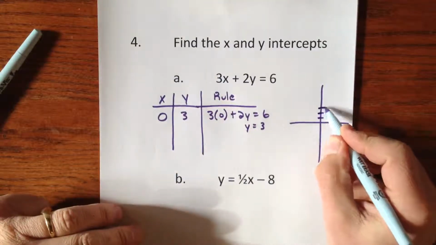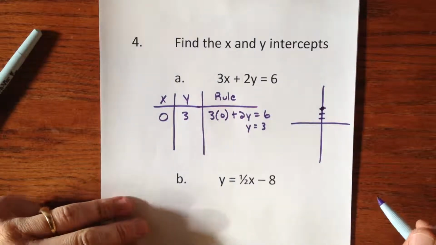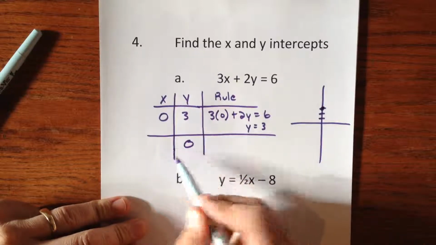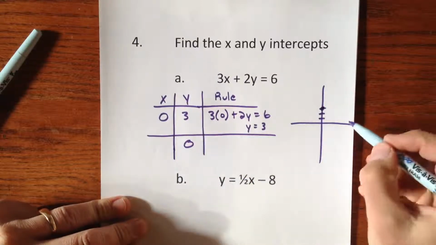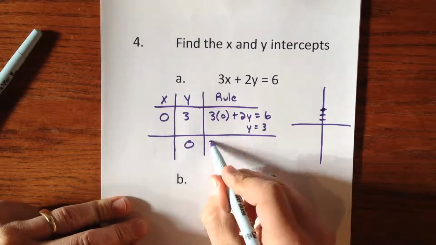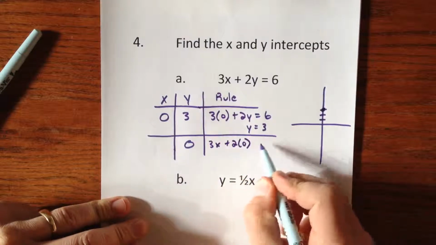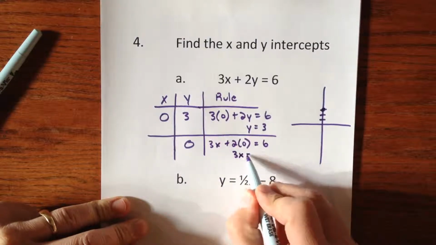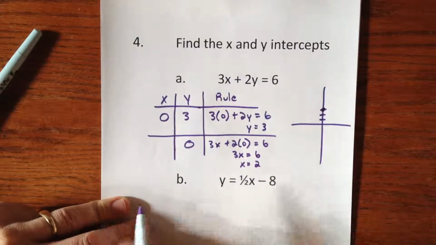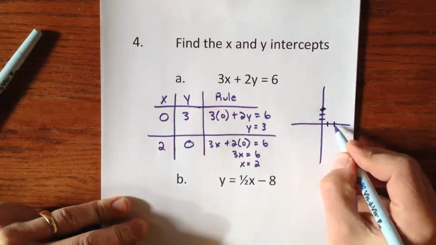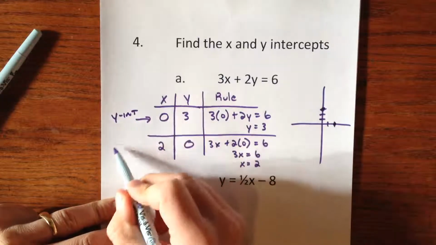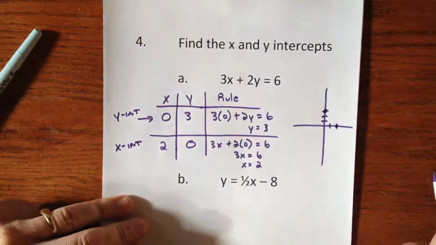So there's the y-intercept. And by the same token, I can plug in 0 for y. This is the x-axis, where y is equal to 0, if you think about it. So I can do 3x plus 2 times 0 equals 6, so I get 3x equals 6. So x must equal 2 when y is 0. So that's your y-intercept. That's your x-intercept.